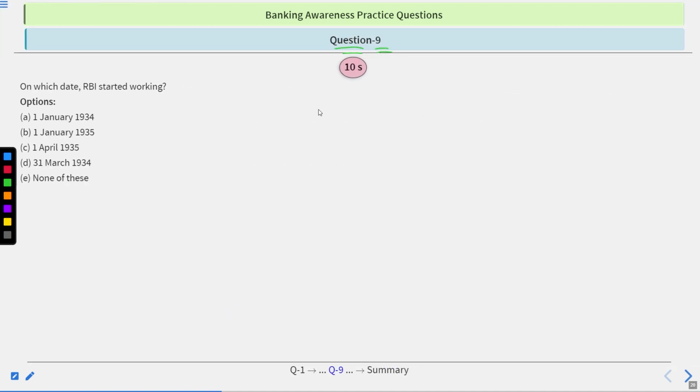Question number 9. On which date the RBI started working? 1st January 1934, 1st January 1935, 1st April 1935, 31st March 1934, none of these. To answer this, you will have 10 seconds. Your time starts now.